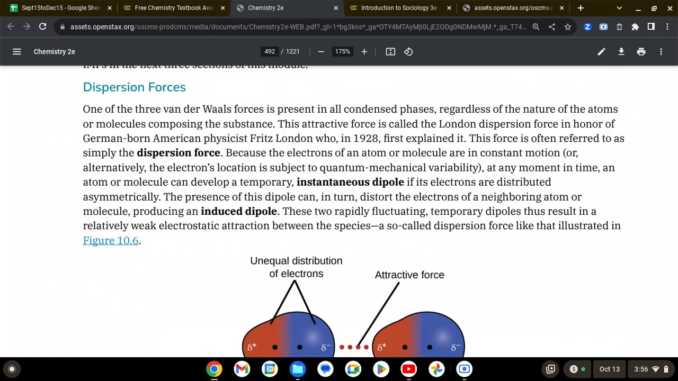This attractive force is called the London dispersion force in honor of German-born American physicist Fritz London, who, in 1928, first explained it. This force is often referred to as simply the dispersion force.